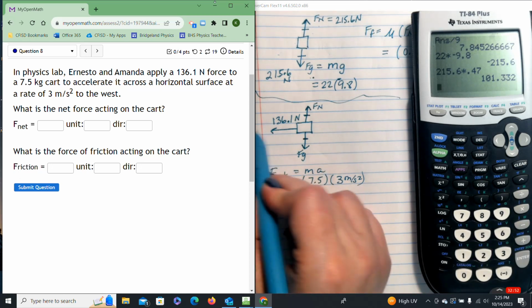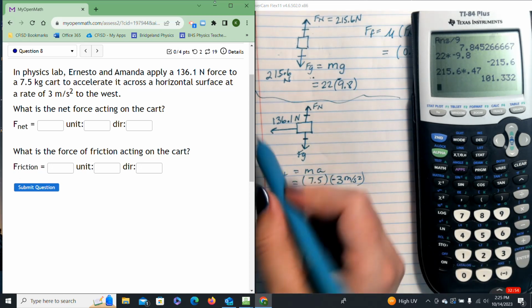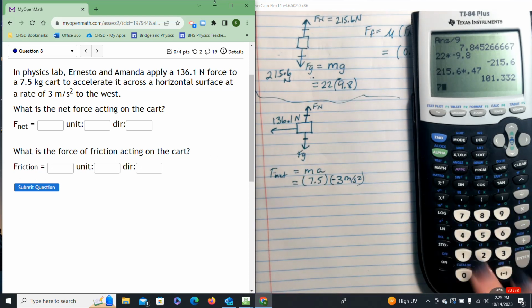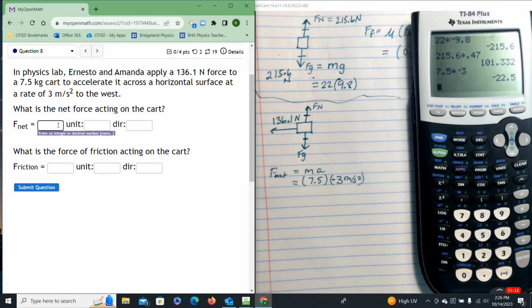I'm going to call the west the negative direction since I drew it up here in the negative direction. 7.5 times -3 gives me a net force of -22.5, or the way that it's going to want it here is 22.5 newtons west. We're going to use the same type of labeling that's in the question. 22.5 newtons west would be my net force.